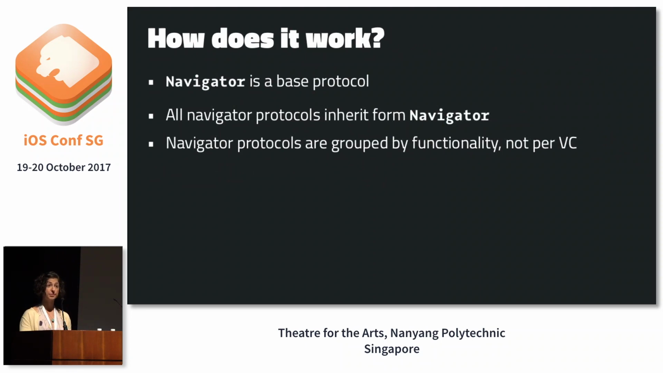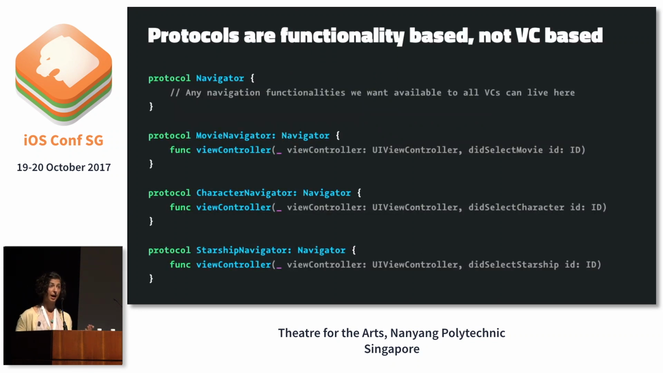So we have a base protocol, that's our Navigator protocol, and all other navigators are going to inherit from that. Navigator protocols, as I mentioned, are grouped by functionality, not by view controller. So here we see the basics. We have a base Navigator protocol. Anything that I want all my view controllers to be able to do, any navigation I want them all to have, that can live in that base protocol. But anything specific, that's going to be broken out into functional navigators.